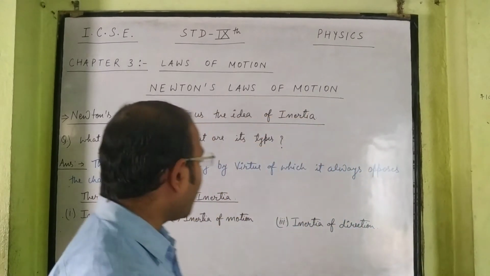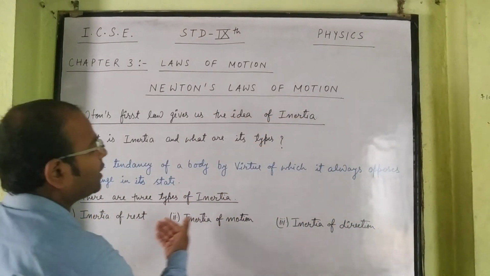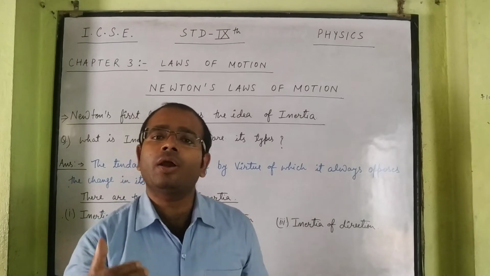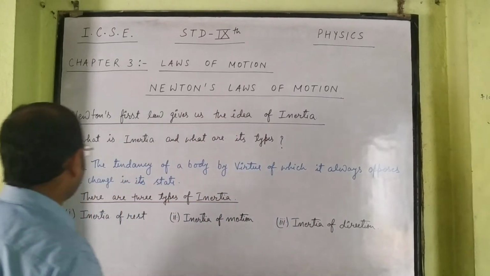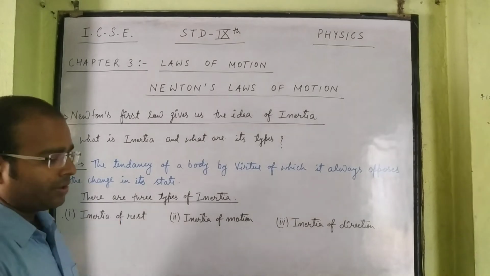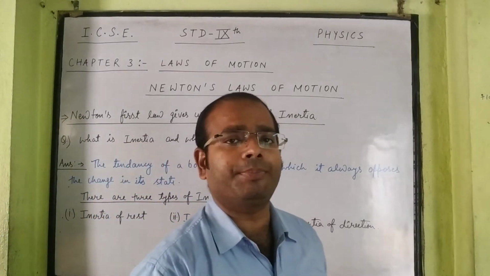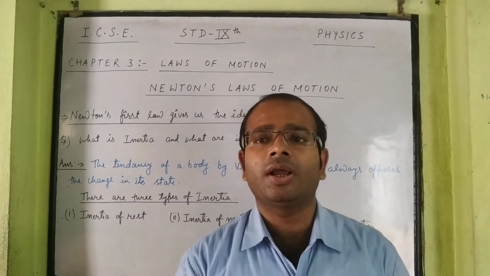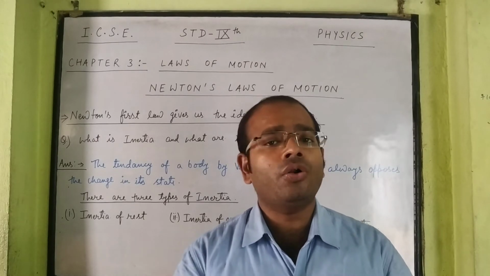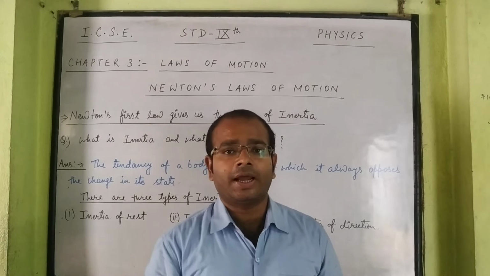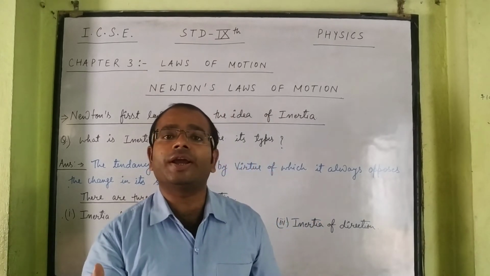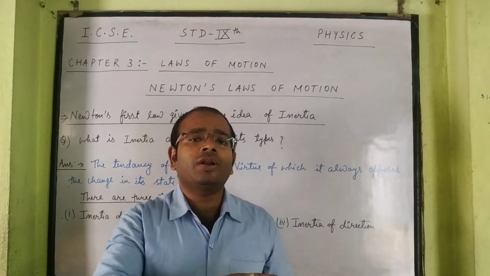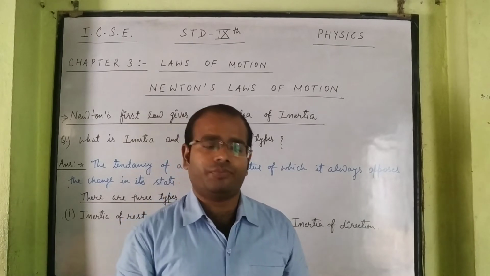So what are the applications of these inertia of rest, inertia of motion, inertia of direction in our daily life? We will discuss it one by one. Let us start with the inertia of rest. Suppose a book is placed on the table. If no one applies a force on the book, then the book always wants to be in the state of rest, and that tendency of a body is called inertia of rest. So if no force is applied, no one is going to change its state of rest.